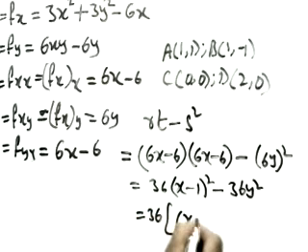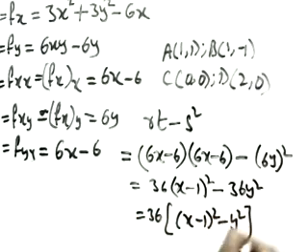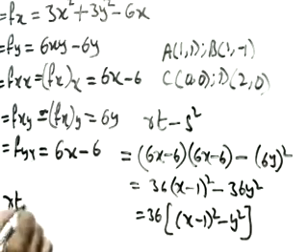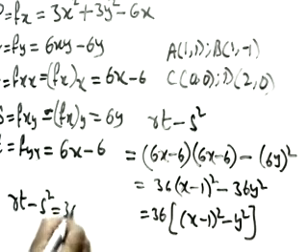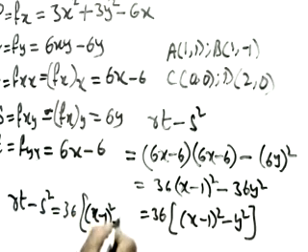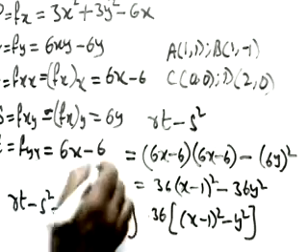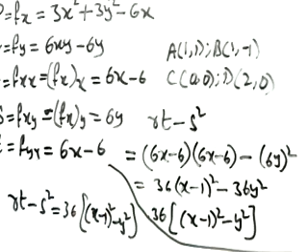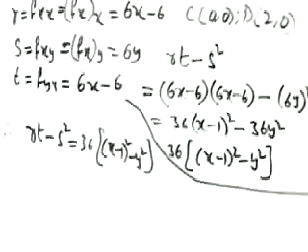Now let me take 36 common. What is left here? x minus 1 whole square minus y square. So therefore, let me write this. What we got here: rt minus s square equals 36 into x minus 1 whole square minus y square. So this is the value we got here.